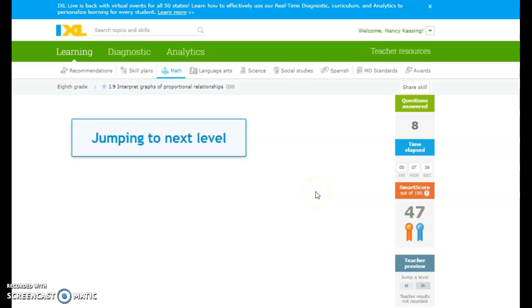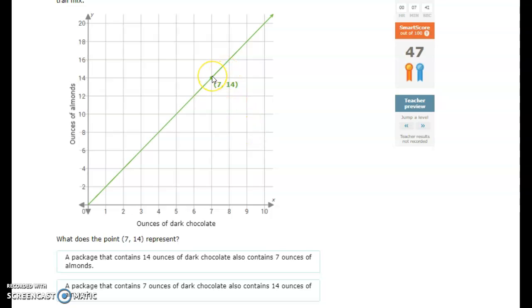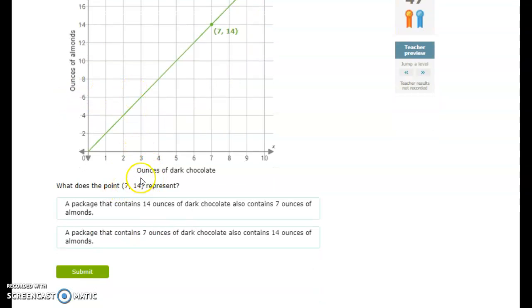All right, let's try one more. We're doing the exact same thing. We have the point 7, 14. What does it represent? 7 is on the x-axis, so 7 is the ounces of dark chocolate. 14 is the ounces of almonds. So we have 7 ounces of chocolate, 14 ounces of almonds. So right here, we have 14 ounces of dark chocolate. Nope. We have 7, so let's look at this one.